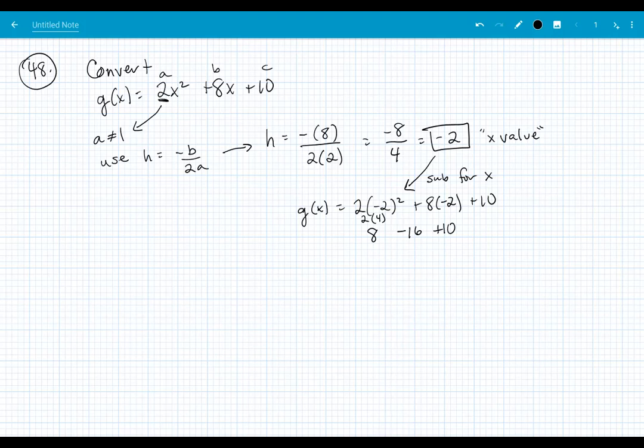Doing a little mental math. Okay, just make sure I wrote everything down correctly. Just double checking myself real quick. Okay. So 8 minus 16 is negative 8 plus 10. Negative 8 plus 10 is 2, which is my k value. Keep in mind, it's a k value, but it's just a special y value.